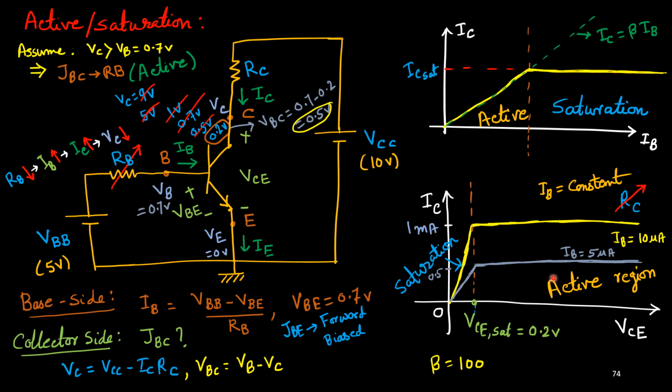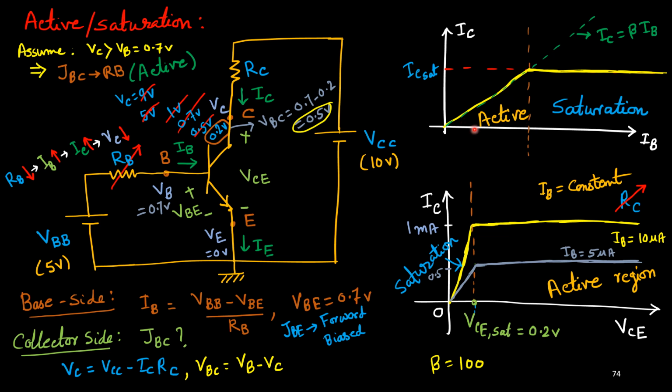So linear or active region, I think this figure is better because in this active region you will get a linear relation between IB and IC. That's how it is called linear. So you won't get a linear relation between IC and VCE. In active region, IC is flat, independent of VCE. So don't be confused. That's how I have drawn this figure.